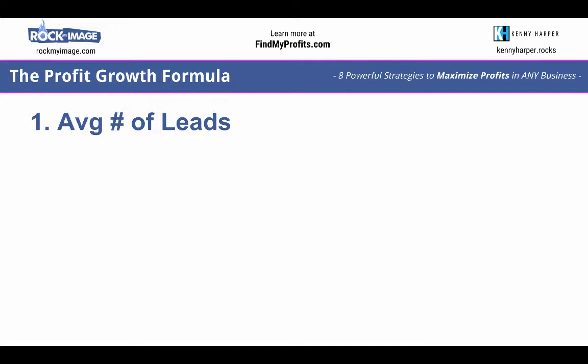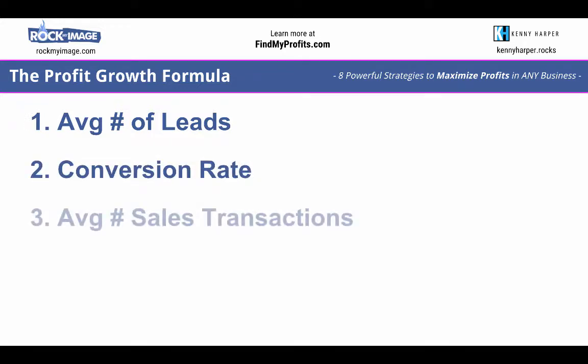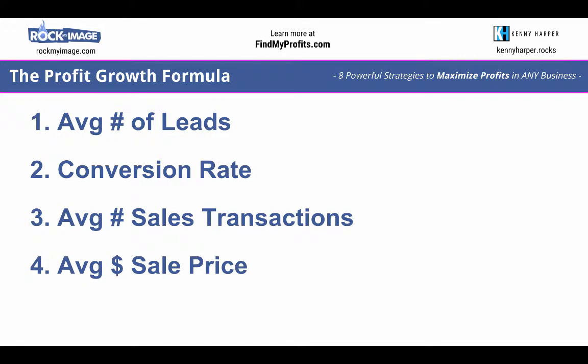Number 1 is the average number of leads that your business obtains. Number 2 is your conversion rate, converting those leads into sales. Number 3 is the average number of sales transactions you have per customer. Number 4 is the average price that you have per those sales. And number 5 is your profit margin. After all, it's not how much money you make, it's how much money you get to keep.